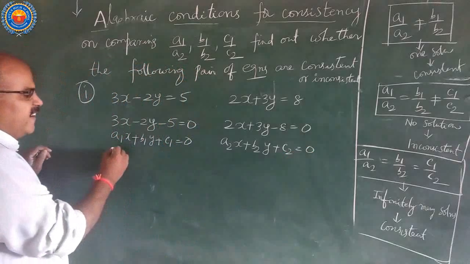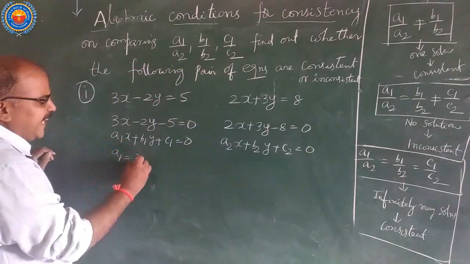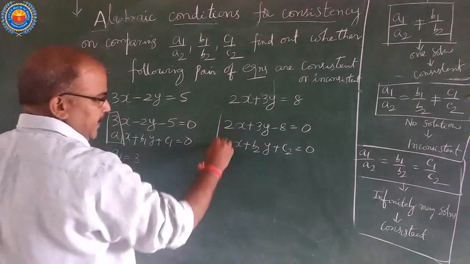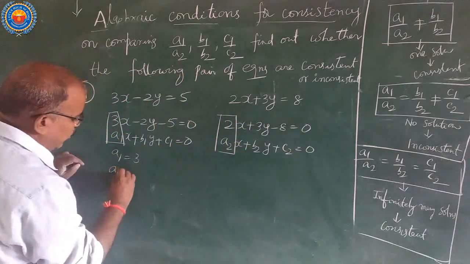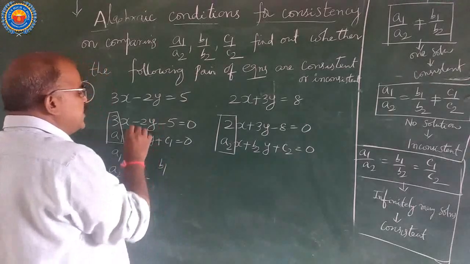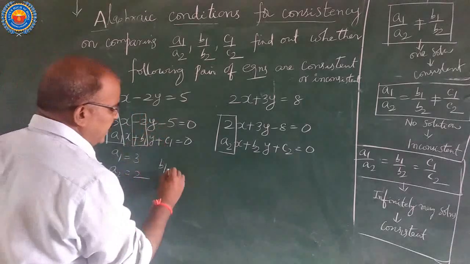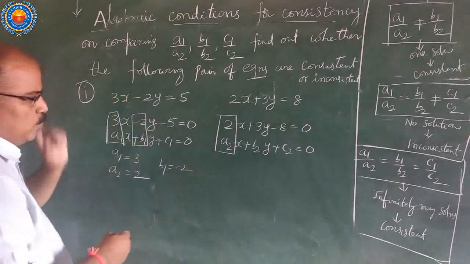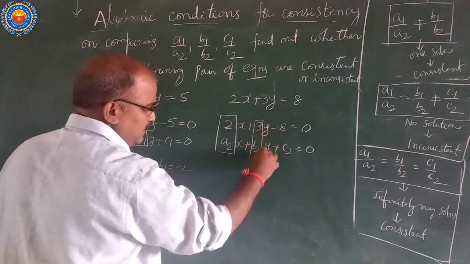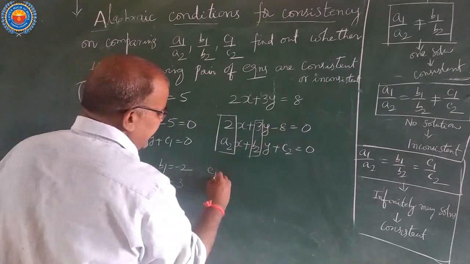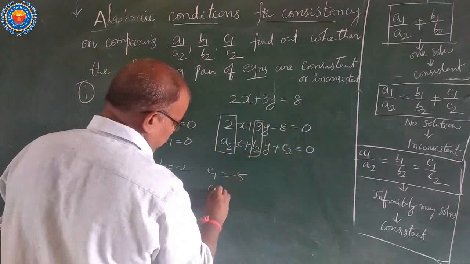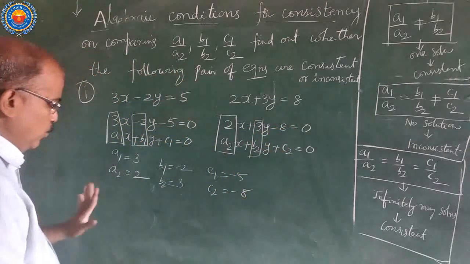Comparing: A1 = 3, A2 = 2, B1 = -2, B2 = 3, C1 = -5, C2 = -8.